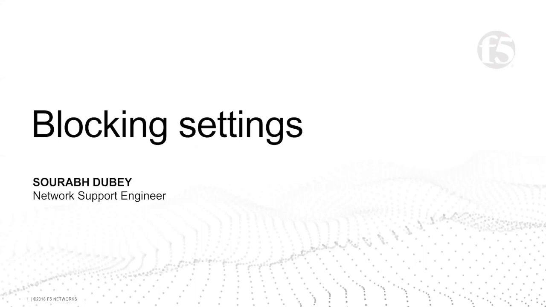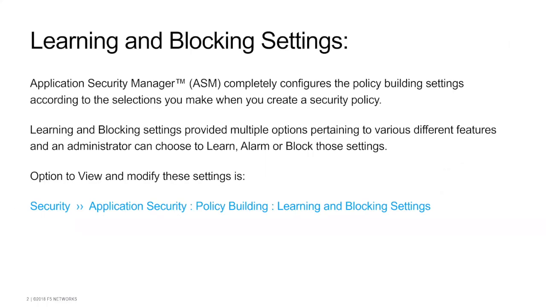I'm a network support engineer working at F5 Networks, and the topic of today's presentation is learning and blocking settings. F5 Application Security Manager, also called ASM, allows you to configure the policy building settings according to the selections you make while you create a security policy.